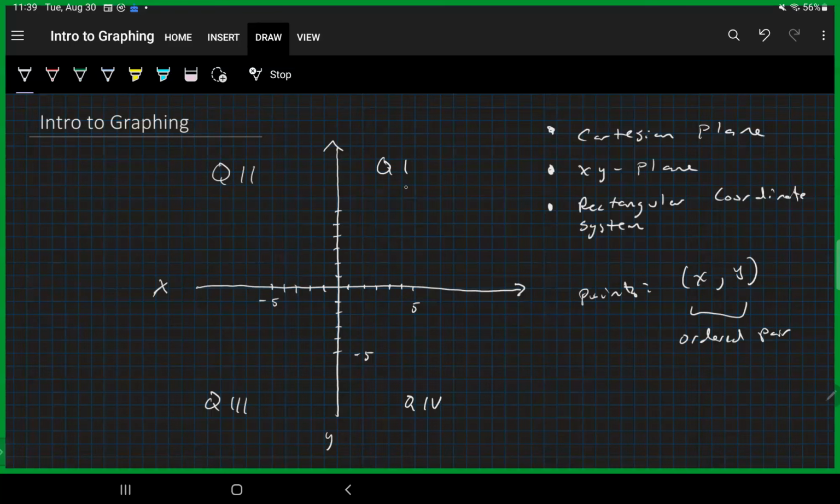If I'm in quadrant 1, my x value is always going to be positive and my y value is always going to be positive. If I'm in quadrant 2, my x value is going to be negative, my y value is going to be positive. If I'm in quadrant 3, both x and y are going to be negative. If I'm in quadrant 4, my x will be positive because it's to the right of the y-axis, and my y will be negative because it's below the x-axis.